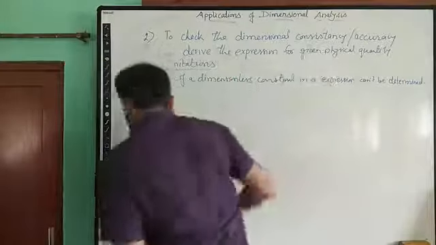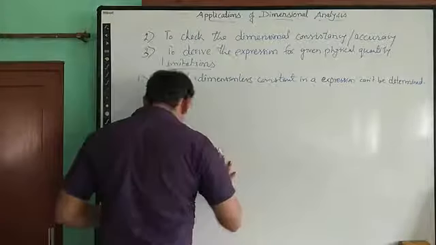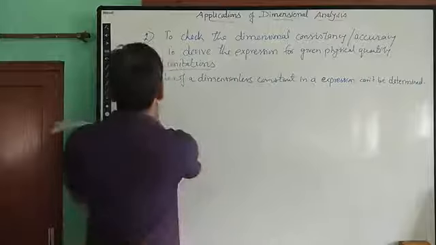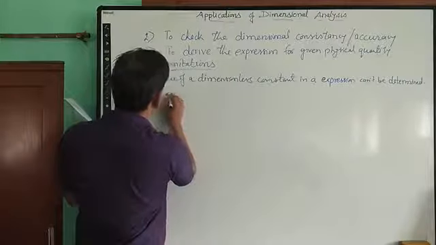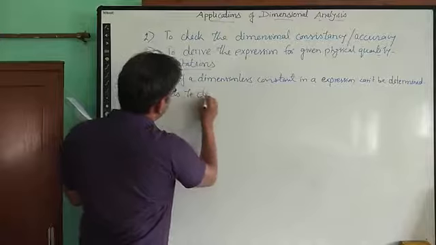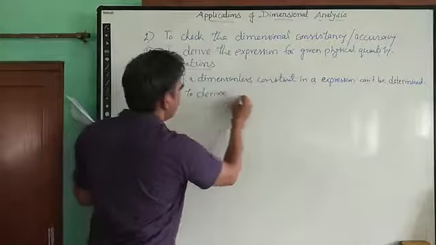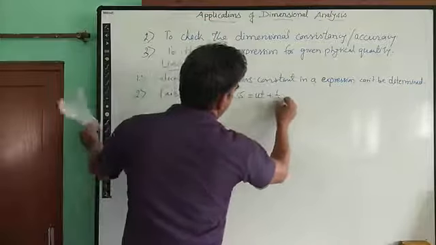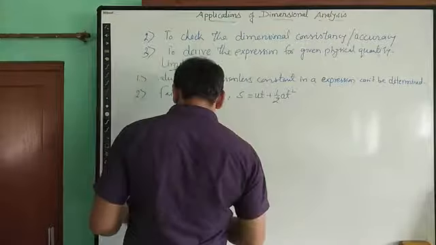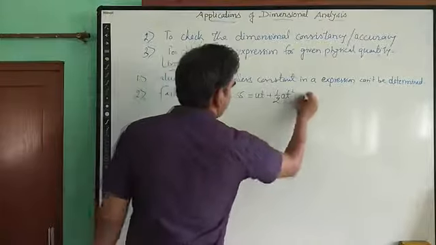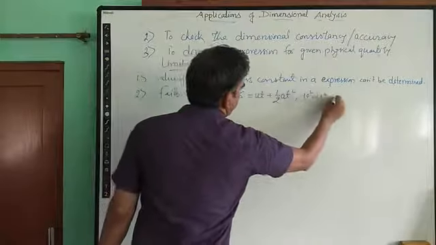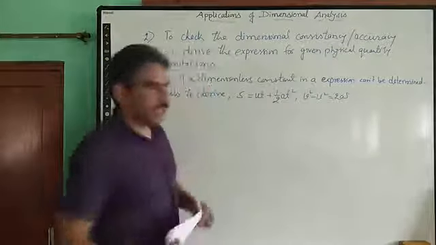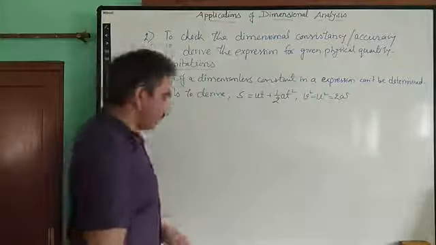Another shortcoming of this dimension analysis is that it fails to derive some relationships, just like S is equal to ut plus half a t square, or an expression just like v square minus u square is equal to 2as. So such relationships cannot be derived by the method of dimensions.